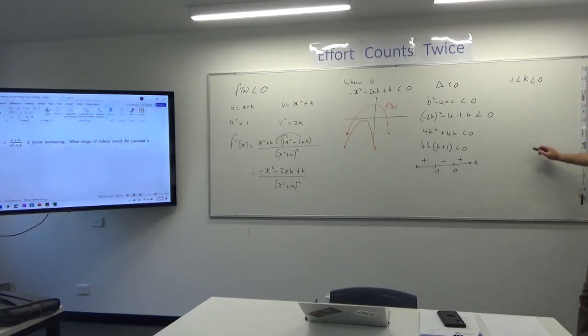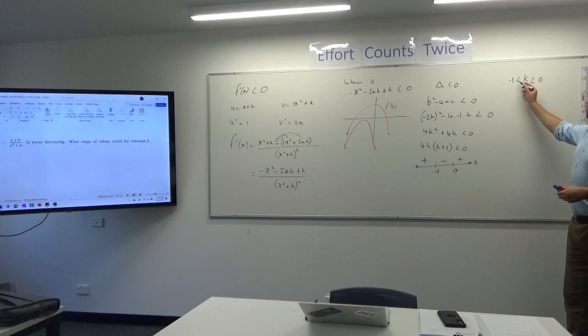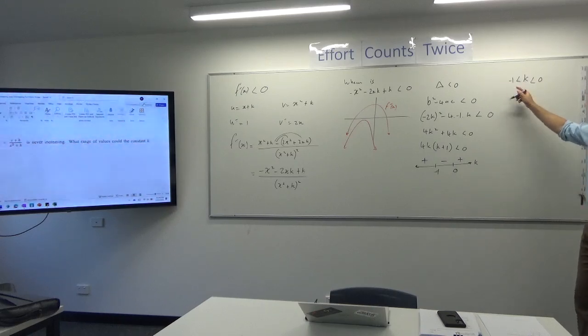Yeah, include -1 and not include 1. Include -1, and not include 1. So from -1 to 1. If it was include -1, wouldn't it equal 0? If it was -1, it would equal 0.